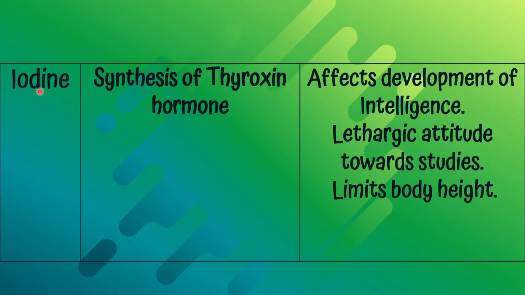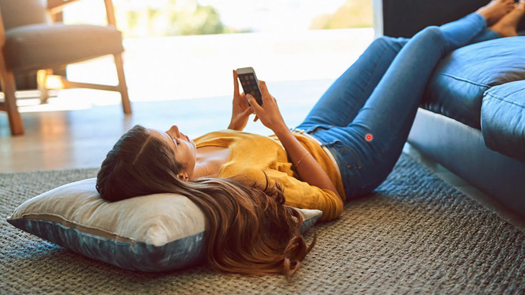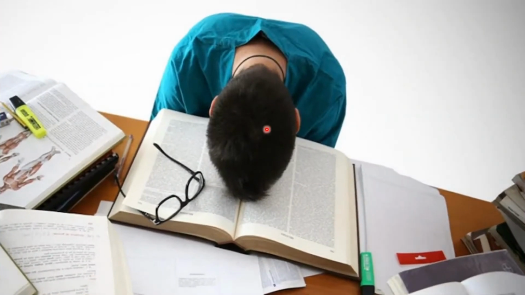The element is iodine and the functions are synthesis of thyroxine hormone. And the deficiency symptoms are that it affects development of intelligence, a lethargic attitude towards studies, and limits body height. Lethargic attitude for studies. And these two.